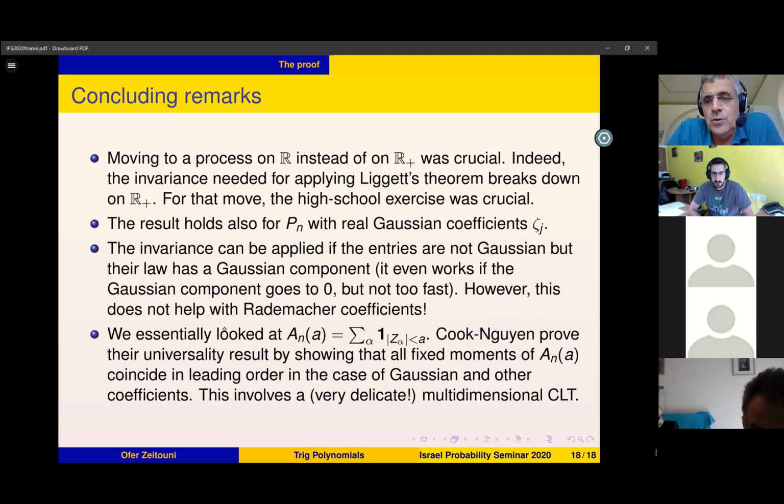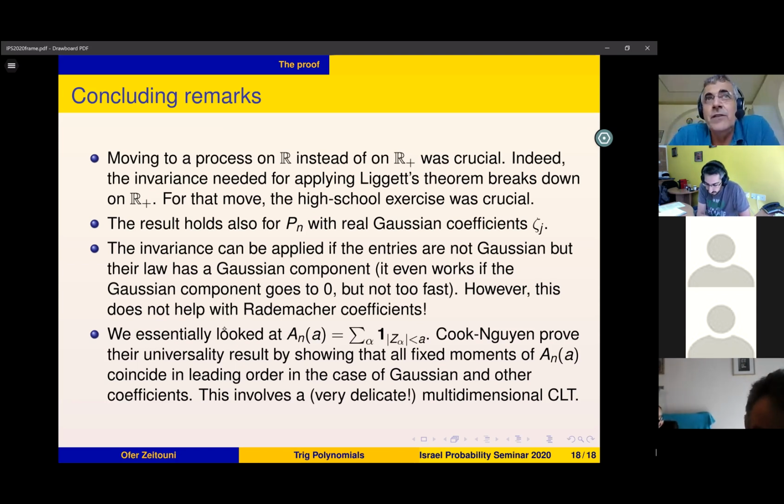What Cook and Wayne do is they essentially looked at this point process. And they prove universality by just saying, okay, forget about how you proved that AN is going to be Poisson. All I need to do, if I have other Z alphas that come from non-Gaussian coefficients, is to convince you that the moments of AN are the same. So if I show you that all fixed moments of AN coincide, I'll be happy.